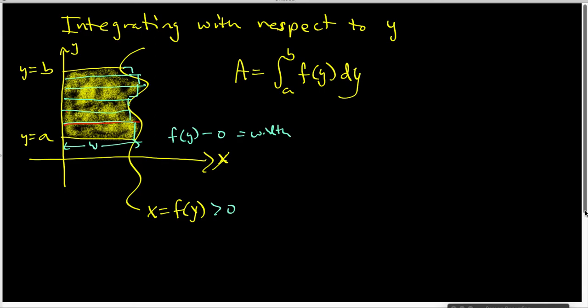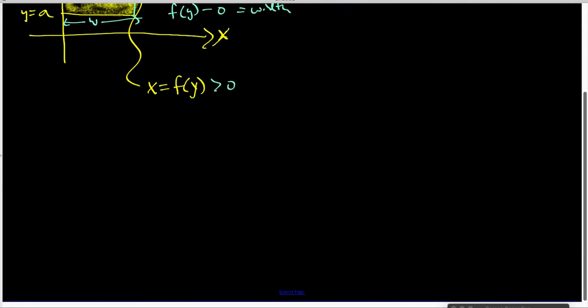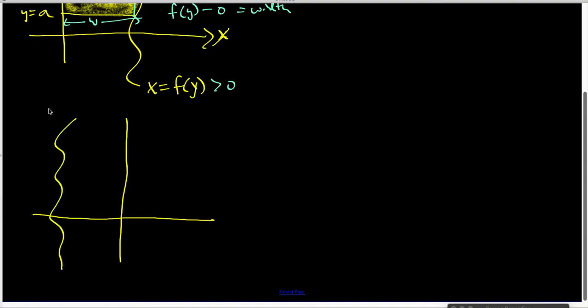Now, I want to look at what happens if I'm integrating with respect to y and the function is negative. So I'm going to draw another picture here. Suppose my region looks like this. This is y, this is x, so x is equal to f of y is over here. This is the y-axis, and this is the x-axis. And here is a, and here is b. Again, these are y lines because they're horizontal lines.